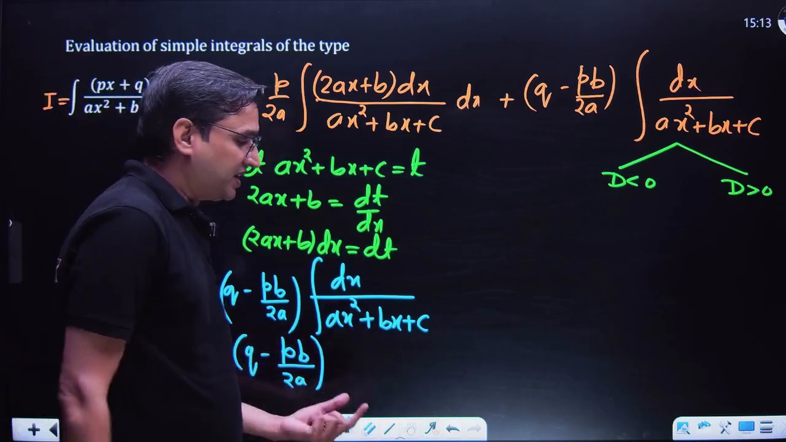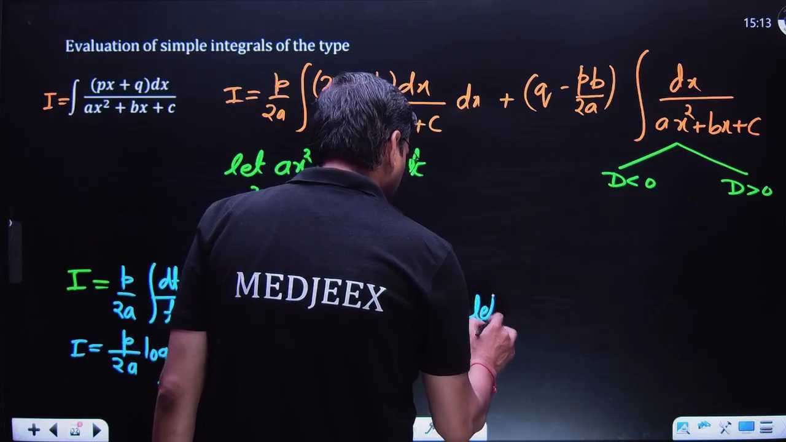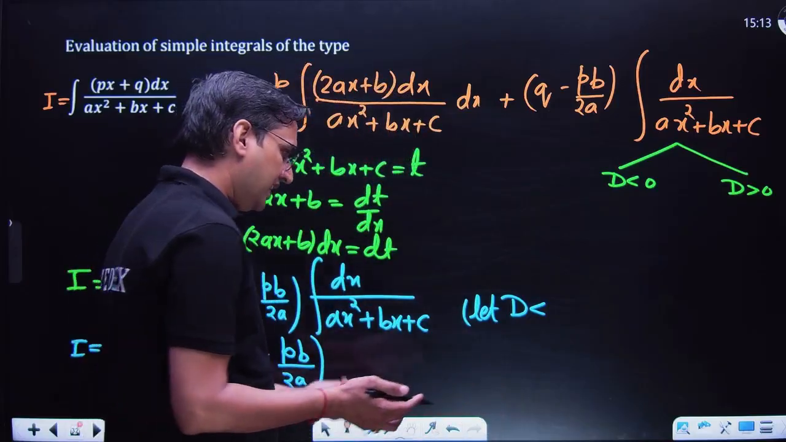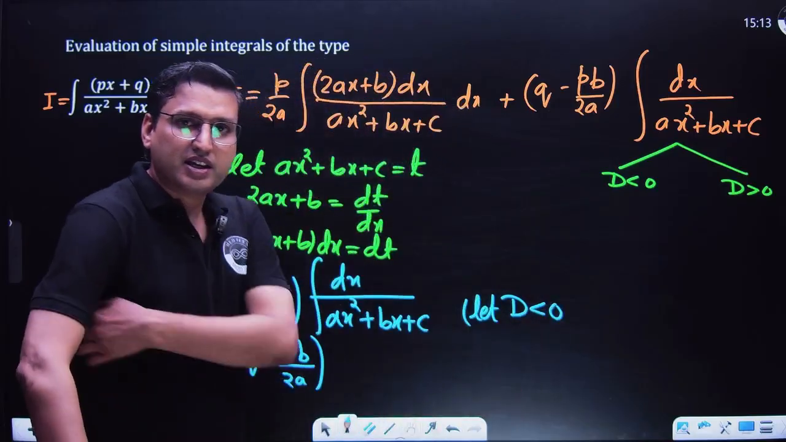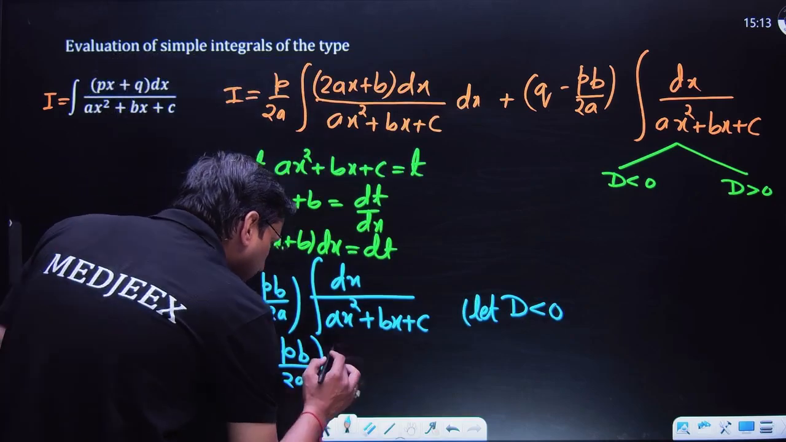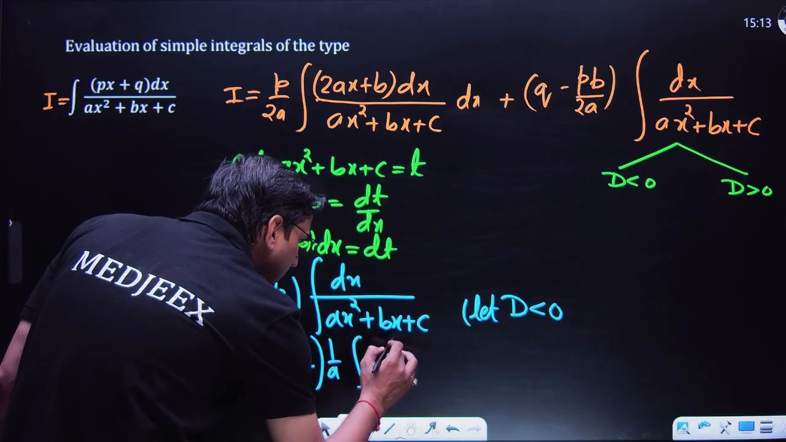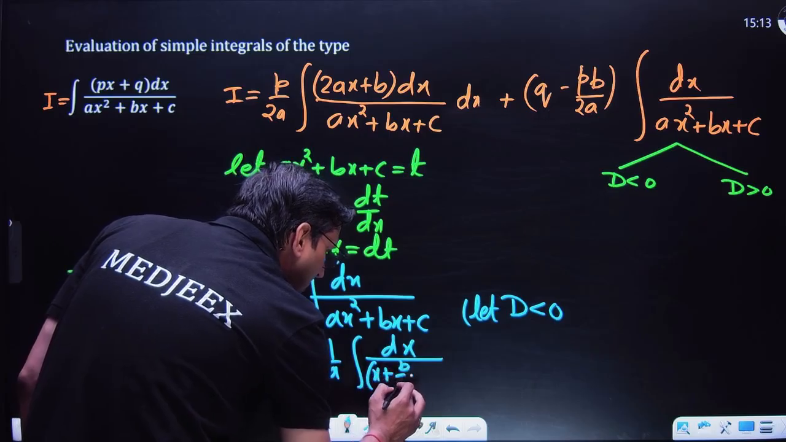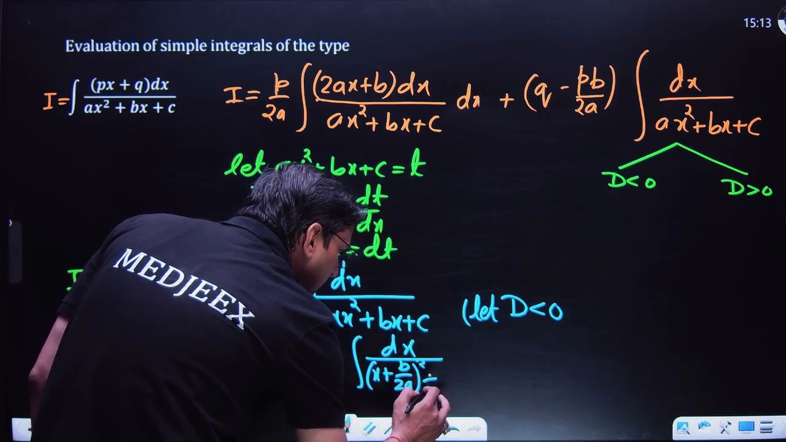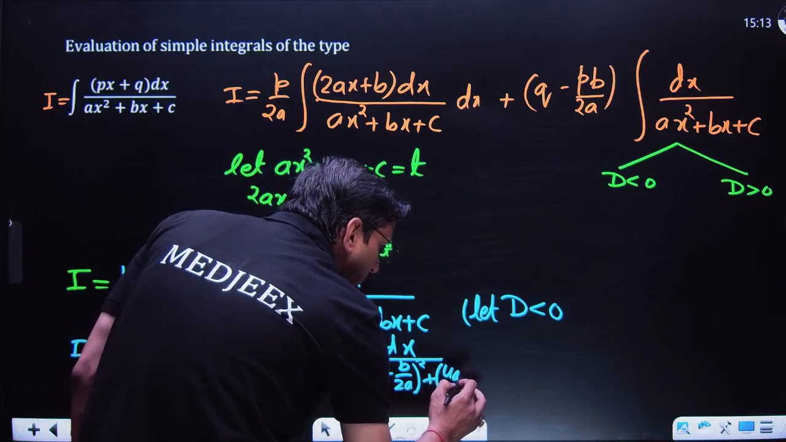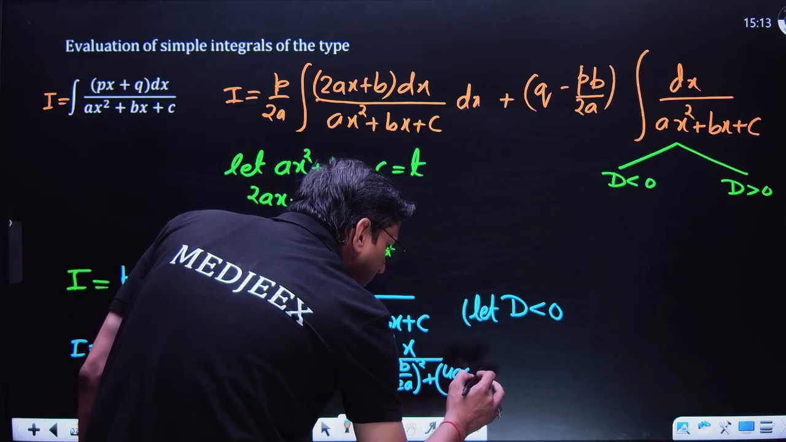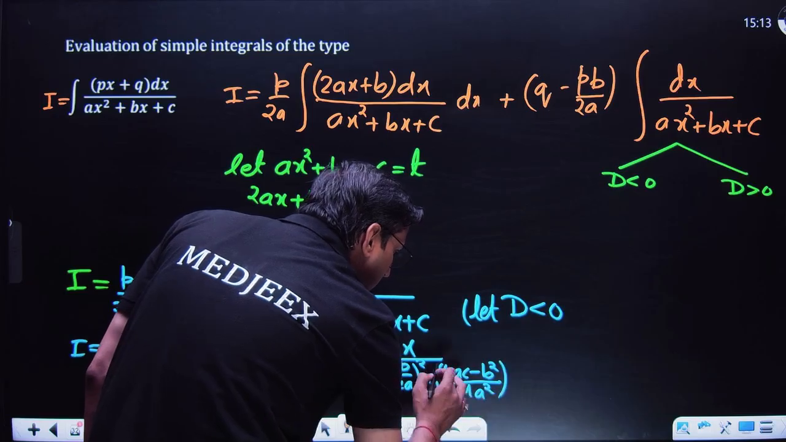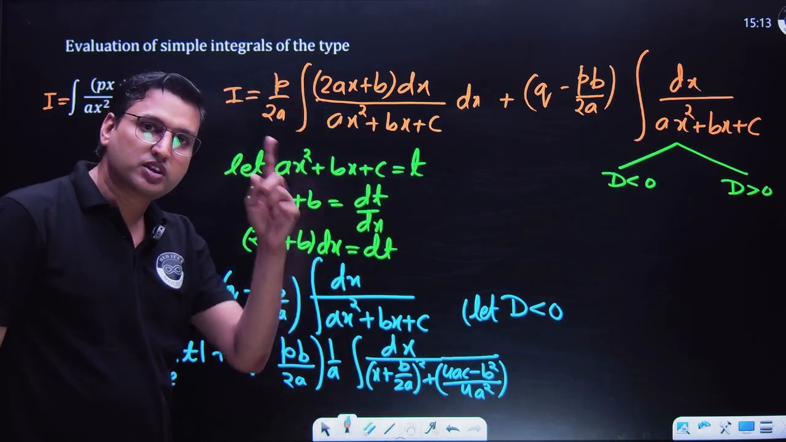If my D is less than 0 or greater than 0, whatever it is, let D be less than 0. If D is less than 0, I can say what? I am going to take a common, and this integration will become like this: (x + b/(2a))² + (4ac − b²)/(4a²). Yes or no? And now you can integrate using the method.